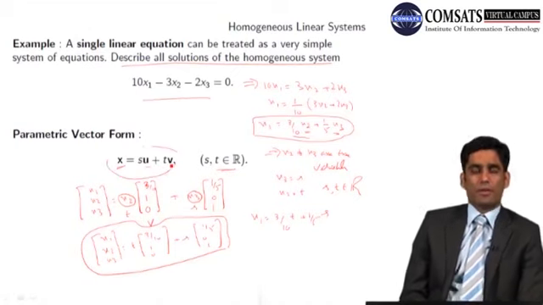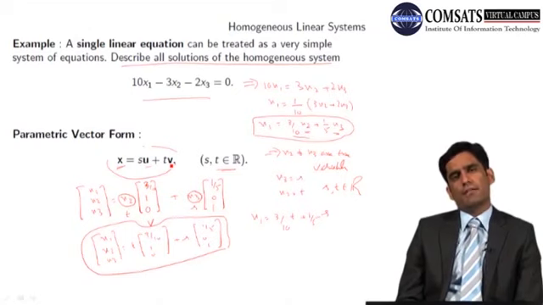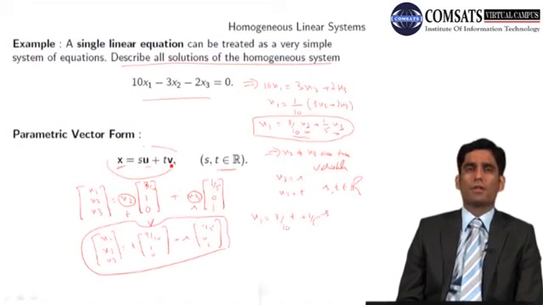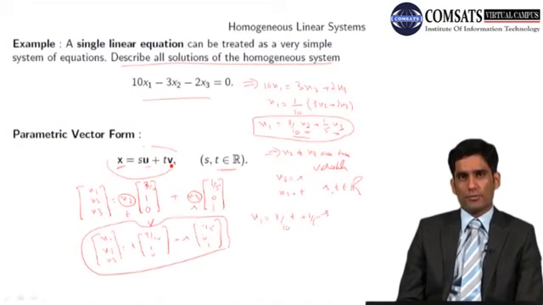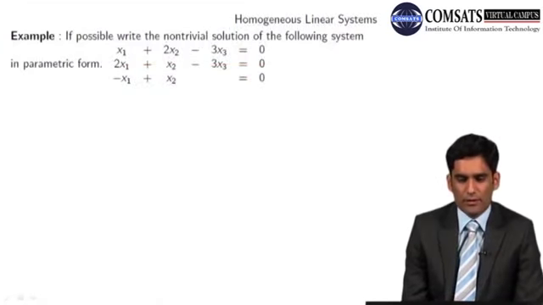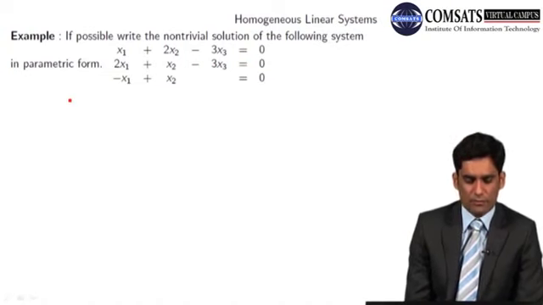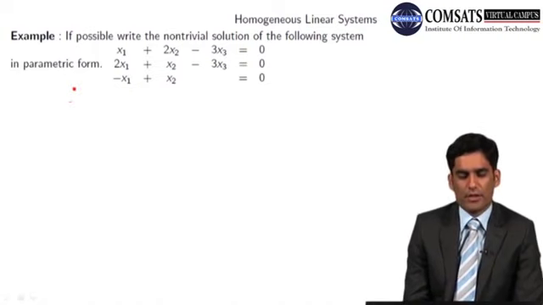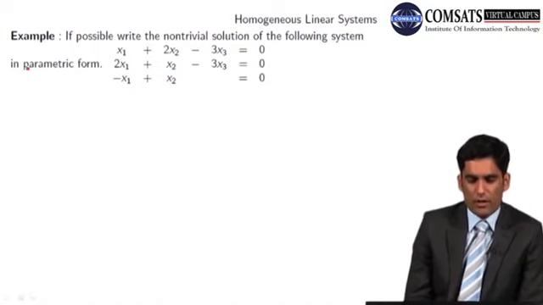So the important thing is that whenever we have a non-trivial solution of the homogeneous system of linear equations, we are always able to write down the solution in terms of parametric vector form, as I have written in this case. So we have a homogeneous linear system. Example: if possible, write the non-trivial solution of the following system in parametric form.